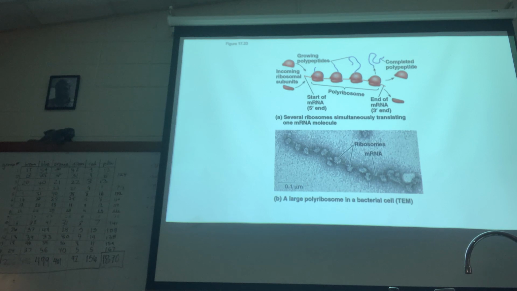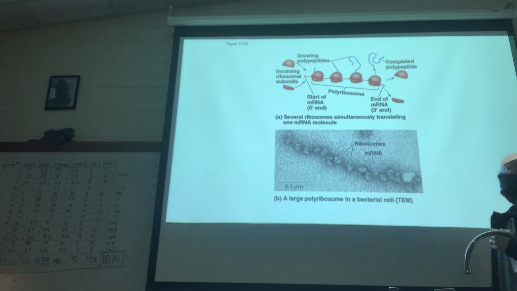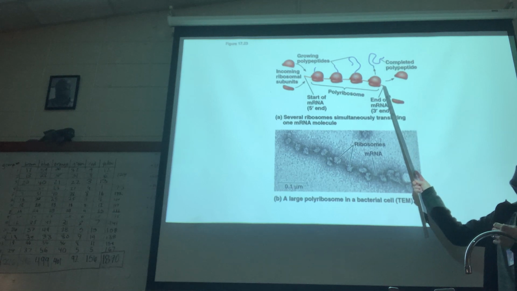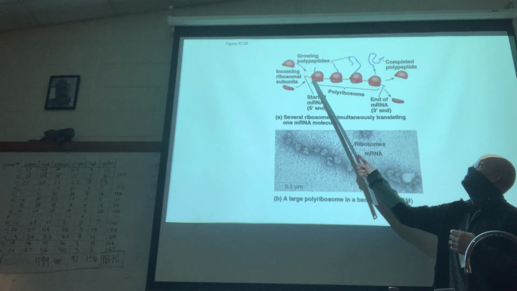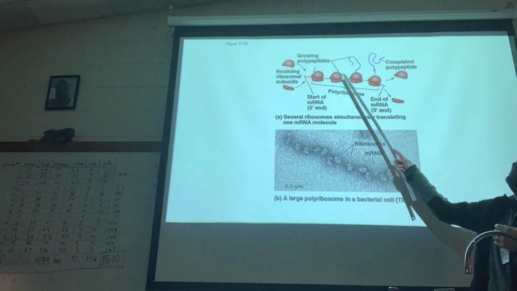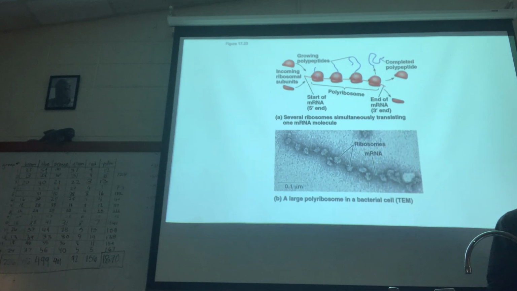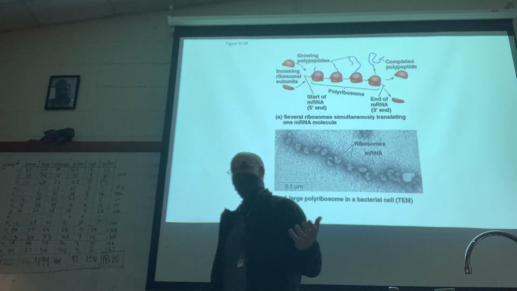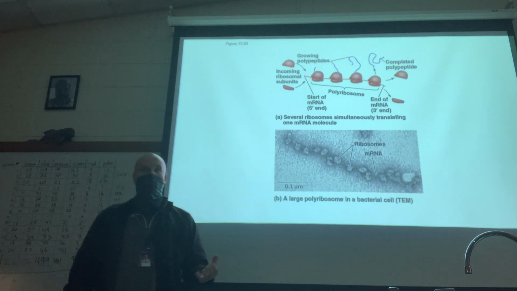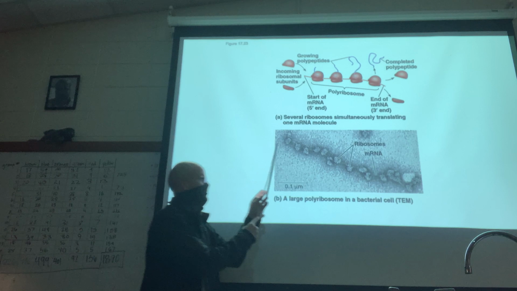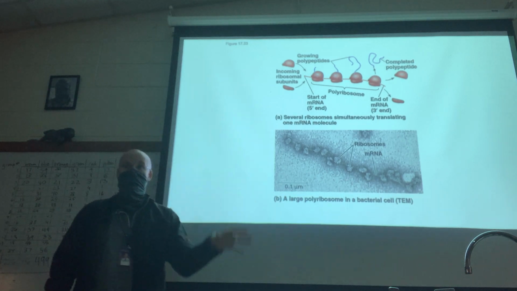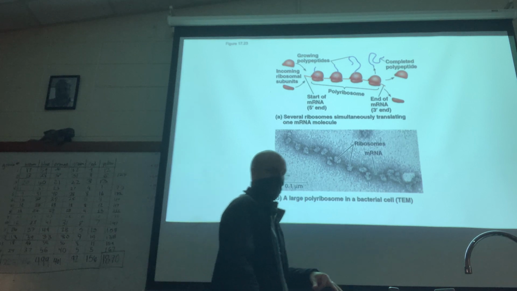There is a trick that your book talks about that some cells engage in, which is you can have one message with a lot of different ribosomes all attached to it. What does this allow for? What would having 4, 5, or 20 ribosomes all attached to a message, all reading it, let the cell do?